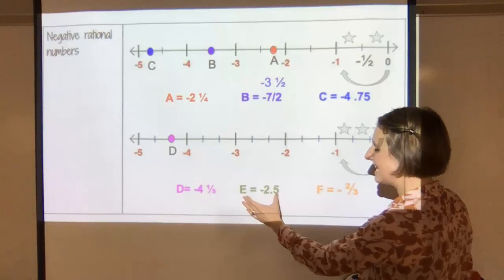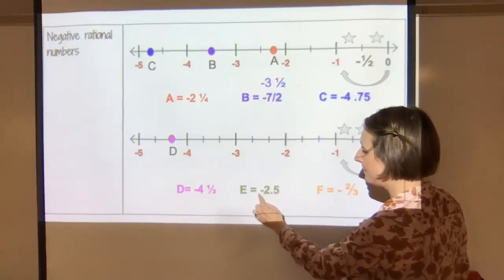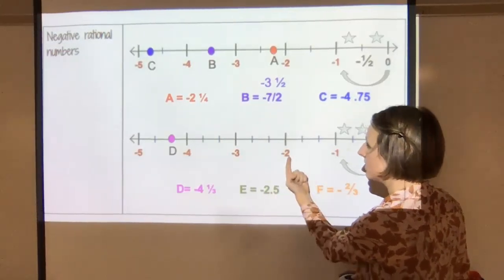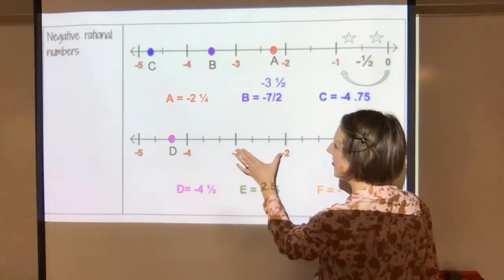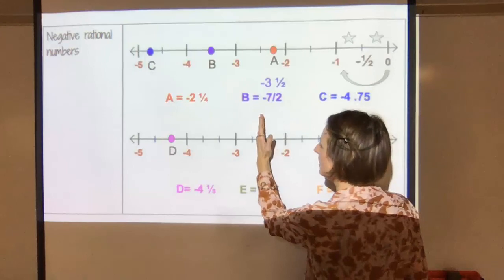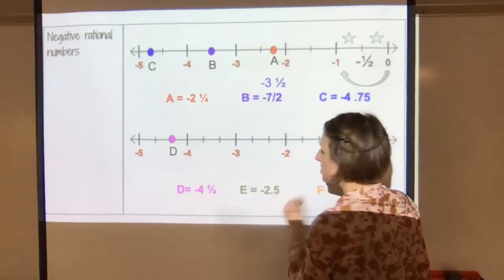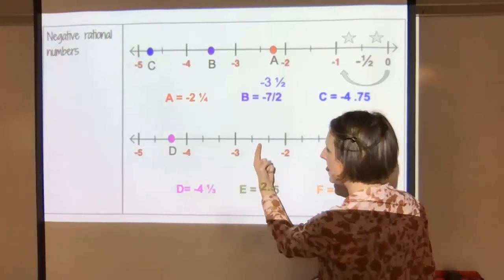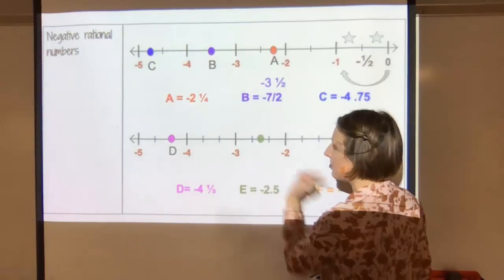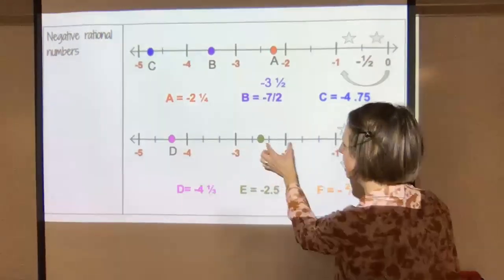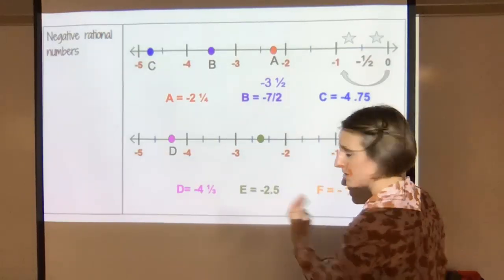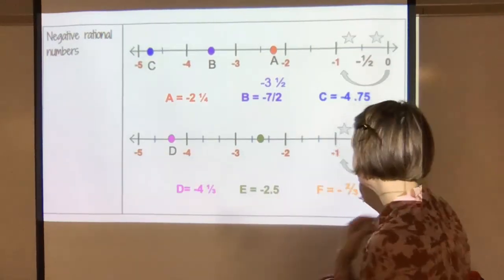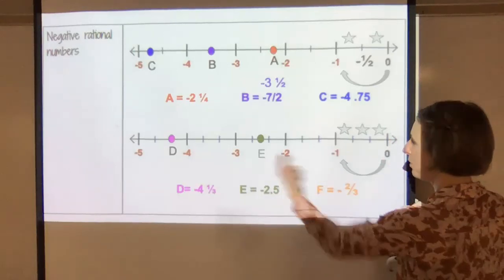Our next point is -2.5, -2 and 5/10. Here's -2. Now, if you think about -2 to -3, this is a whole. I need to cut that into 2 equal pieces. If you kind of think, it would be right there. So I'm not going to put a tick mark, but I'm going to say that -2.5 is about right there. Right? Because this would be 1, 2 pieces, giving me that denominator of 2, which 5/10 is the same as a half. We're going to label that point E.